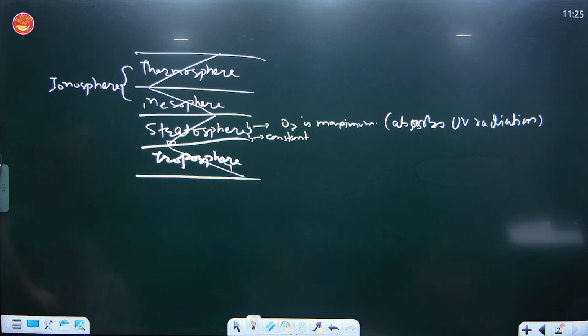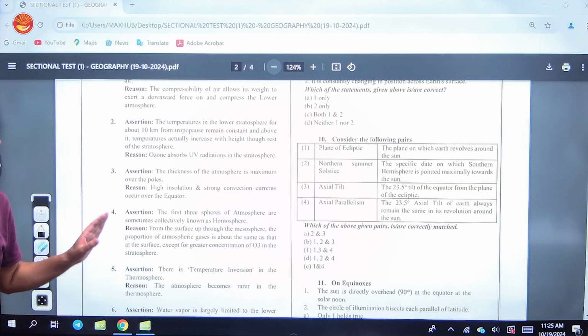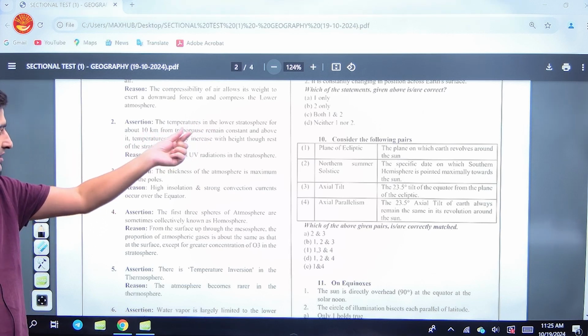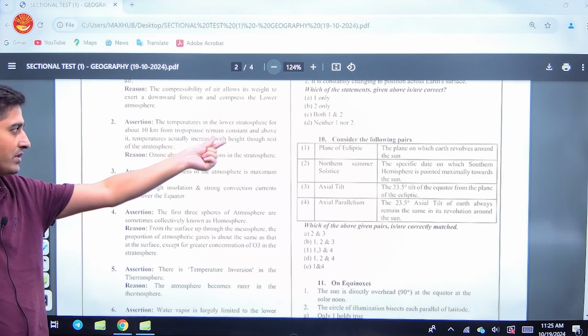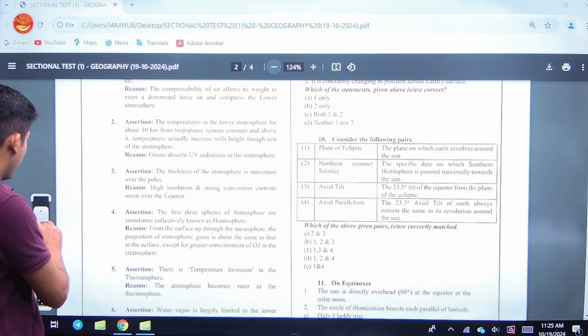I hope you have done this question at least correctly. बाकी का पता नहीं, इसको तो किया होना चाहिए. ठीक है. The temperatures in the lower stratosphere, for about 10 km above the tropopause, remain constant, and above it temperatures actually increase with height through the rest of the stratosphere. ठीक है, देखते हैं अब.